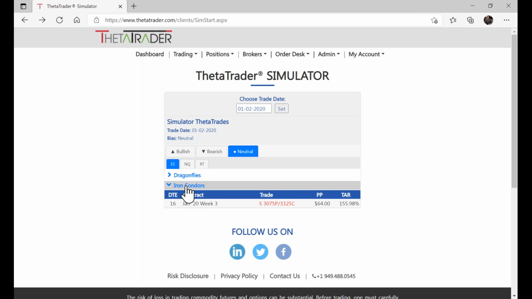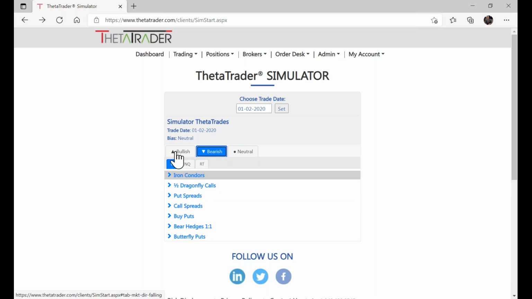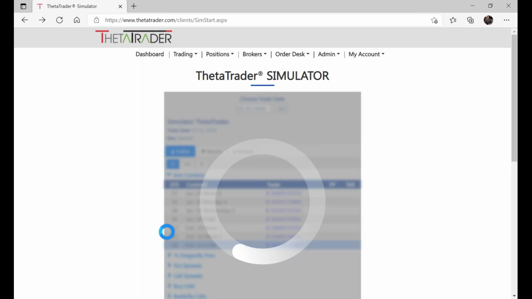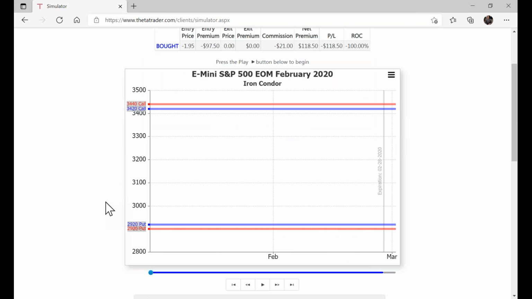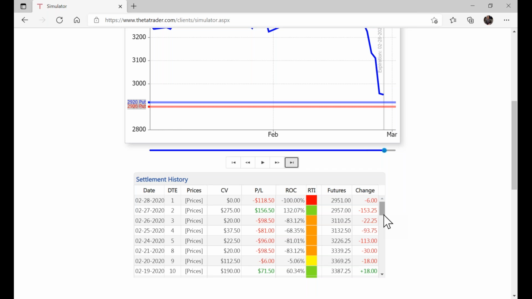And maybe you're looking at an iron condor, and you don't always have to sell an iron condor as well. For example, we'll go ahead and pick one here. How about the February end of month iron condor that we would have bought? And instead of going step by step and watching it like this, you can just go right to the end if you want to get right to the good stuff.